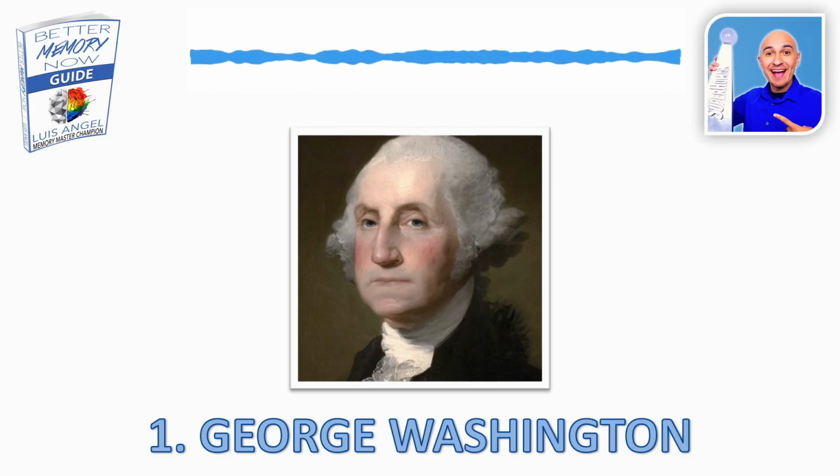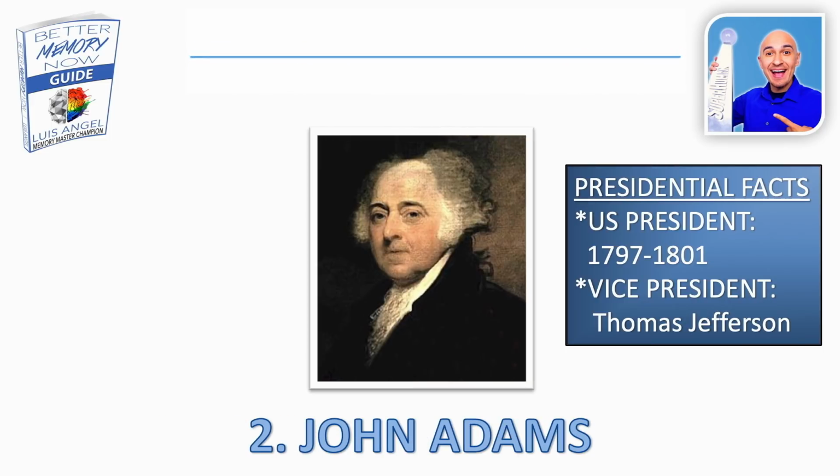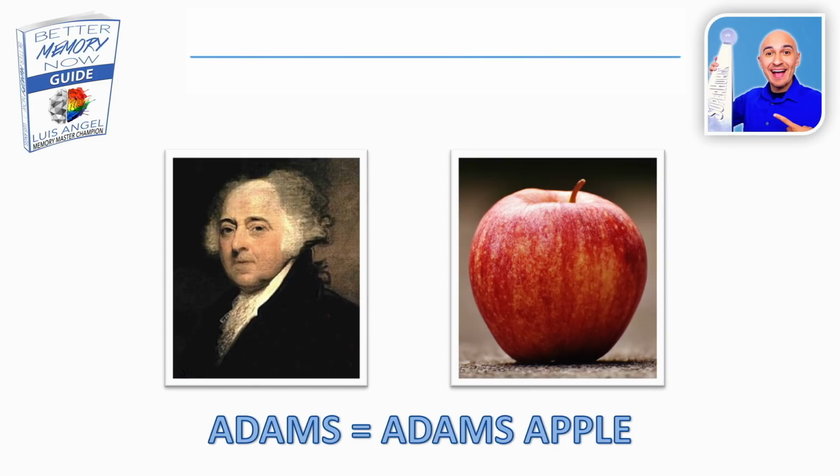Now that you have an idea of how this works, we're going to go through these a little bit faster now. So the second president, John Adams. He was president from 1797 through 1801, and his vice president was Thomas Jefferson. For Adams, I picture Adam's apple. So I just picture an apple for that, for Adams. You can also maybe picture an atom or an atomic bomb for Adams. Whatever you think of for Adams.